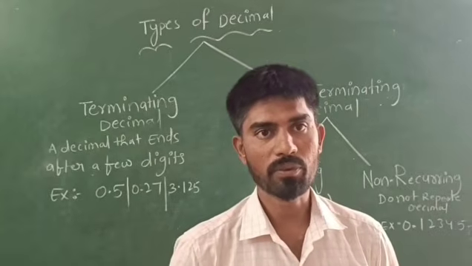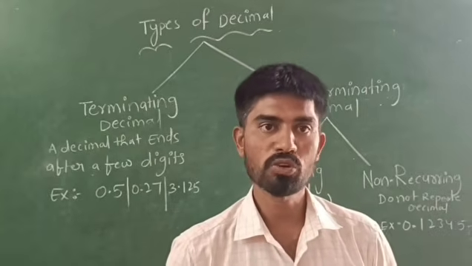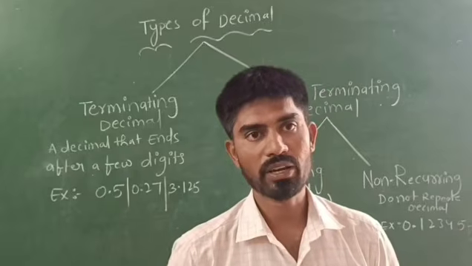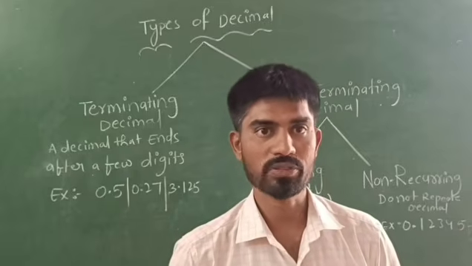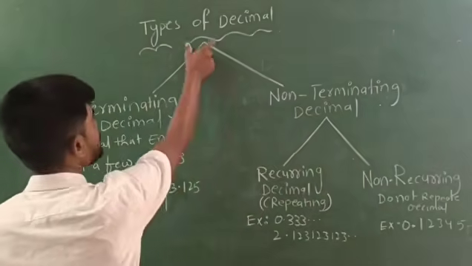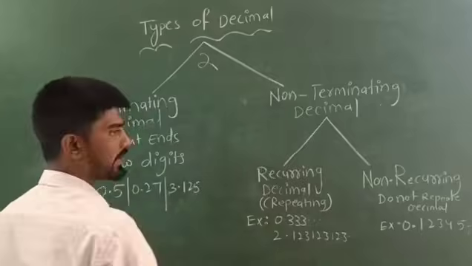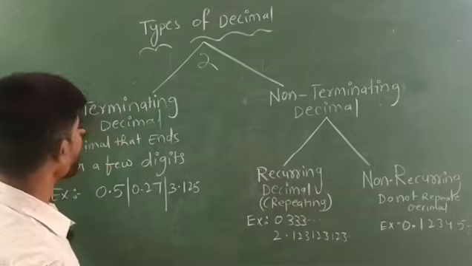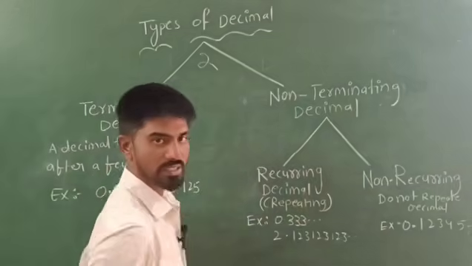This video is useful for primary and upper primary class students. Most of the upper primary and primary class students get confused in decimal types. So now I'm going to clarify the types of decimals. Here the types of decimals mean mainly two types: terminating decimals and non-terminating decimals.